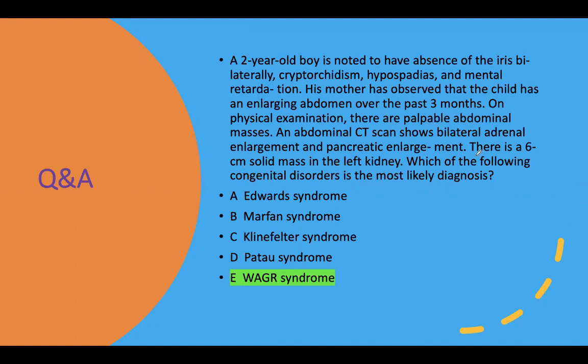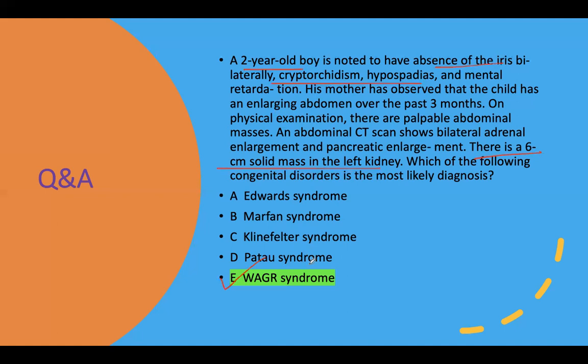So you can see a 6 centimeter solid mass is there in a 2-year-old boy, and there are gonadal abnormalities, and very importantly, there is absence of the iris. So it corresponds to WAGR syndrome. We studied that there is a classical association of aniridia, Wilms tumor, and various genital and other renal abnormalities. So it corresponds to WAGR syndrome, and so we have diagnosed WAGR syndrome.